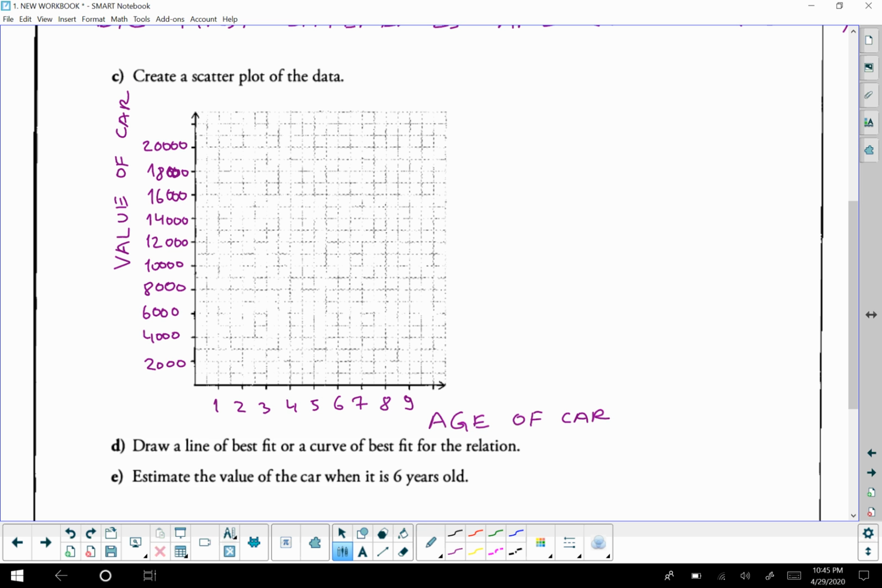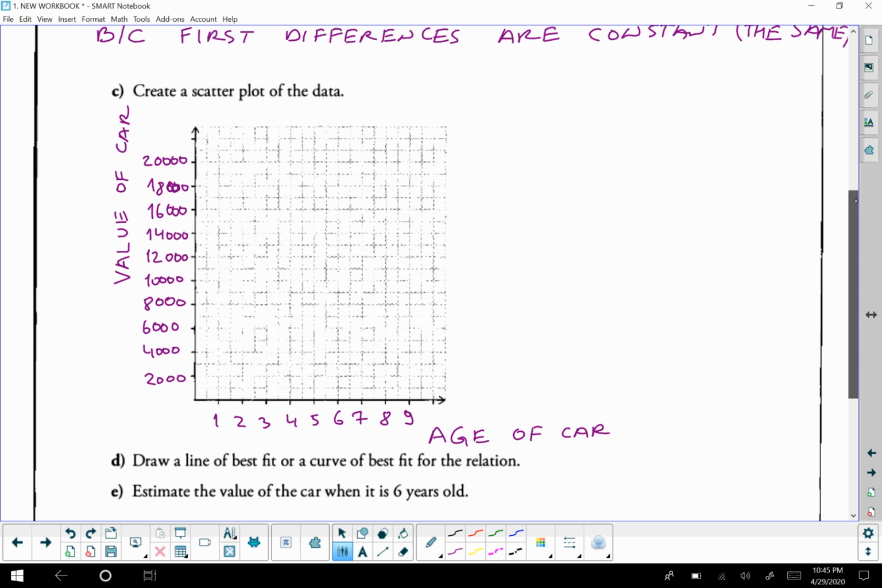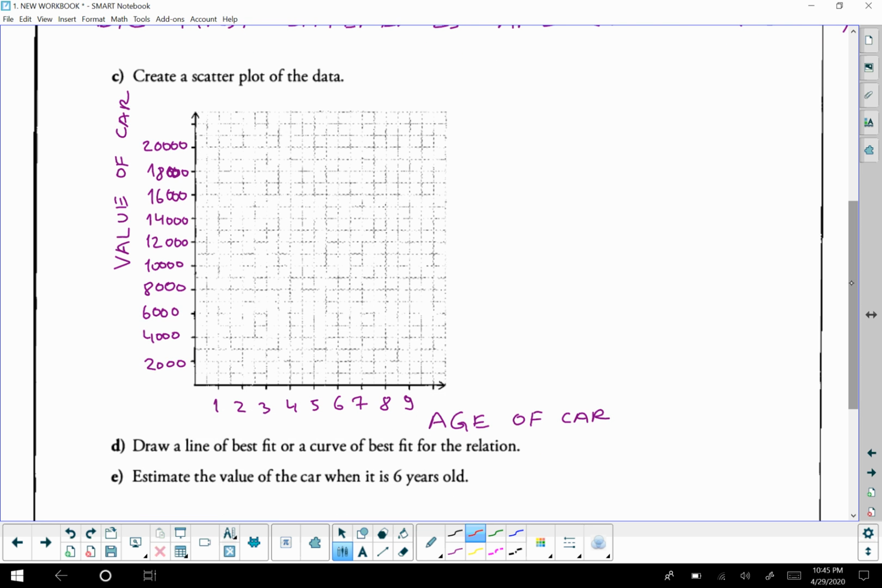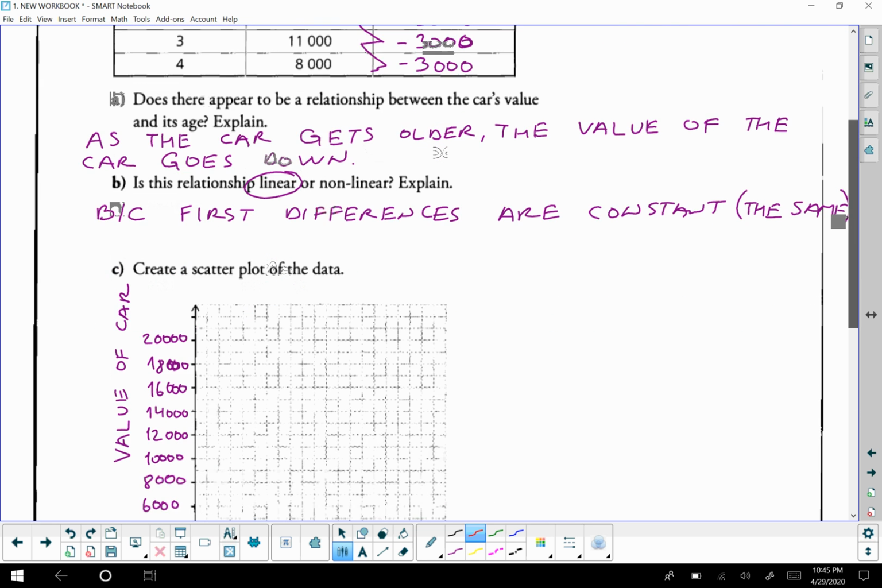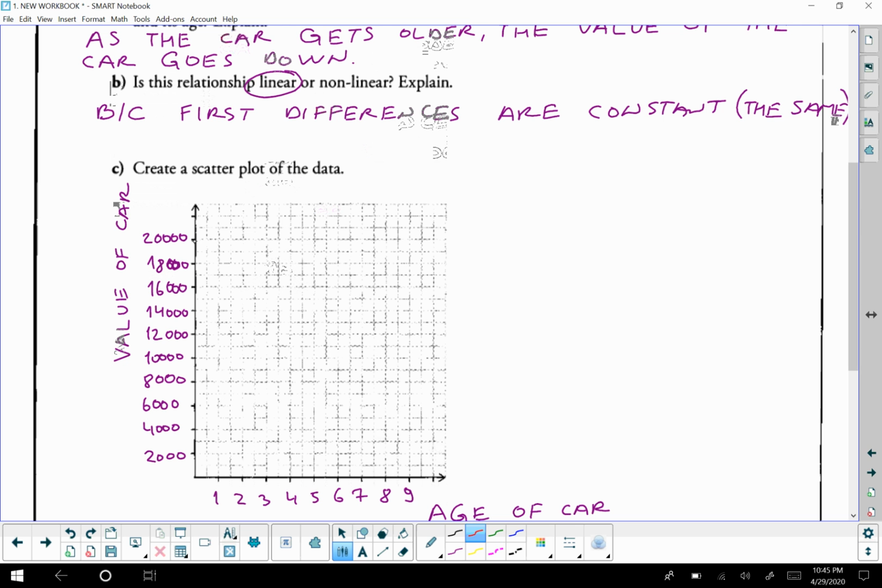All right, first point, I'll use the red, was 0, 20,000. So it starts here, and then every year after that, it went down by 3,000. So first year was 17, second year was 14, then we have 11, then we have 8, and so on and so on.